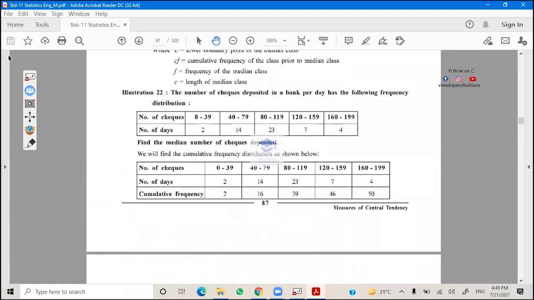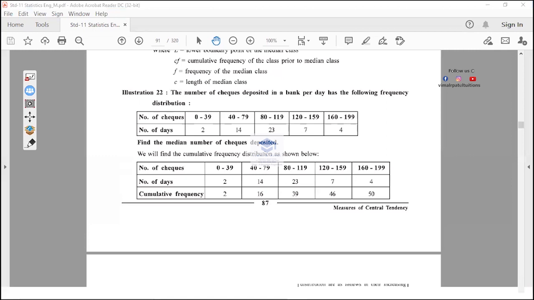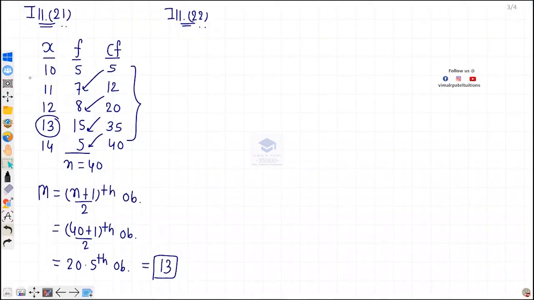Number of checks and number of days. The number of checks deposited in a bank per day has the following frequency distribution. Find the median number of checks deposited. Zero to 39. Then 42.